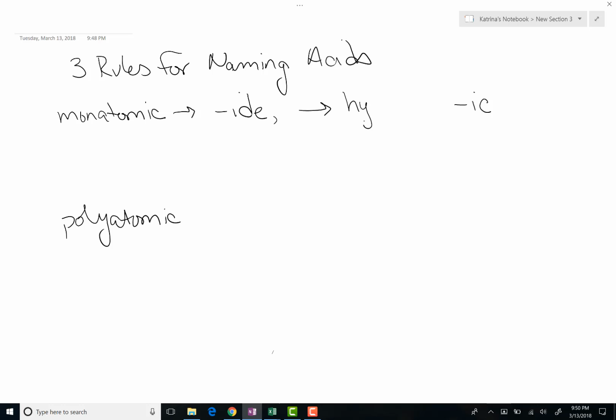and add hydro before. So an example, we've got HCl. This is the chloride ion. I'm going to take off the IDE and add "-ic", and then add the prefix of hydro. And then I add acid at the end. That's it. That is the only option if your anion is monatomic.